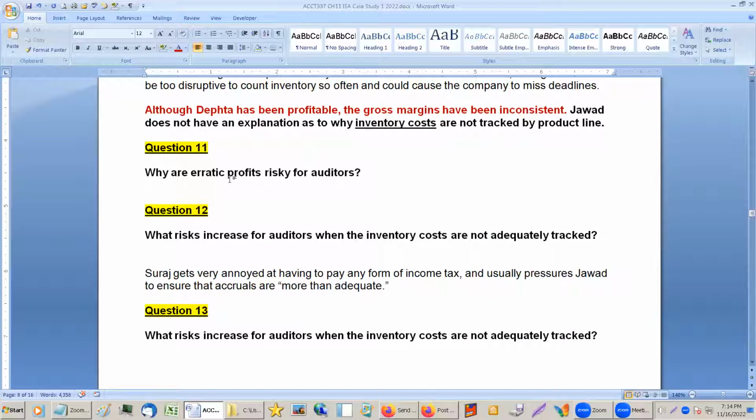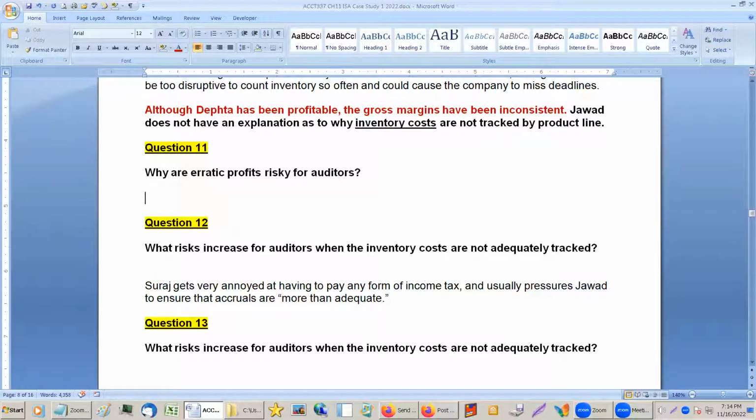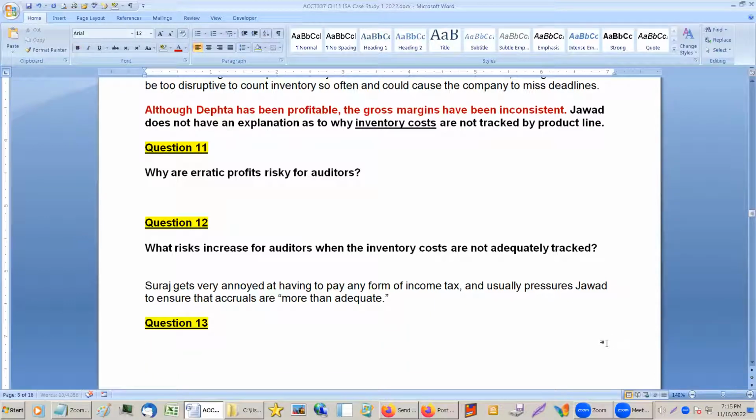Okay, why are erratic profits risky for auditors? You just realized 13 is a copy and paste problem from number 12. Number 11 though, why are erratic profits risky for auditors? What does it indicate?